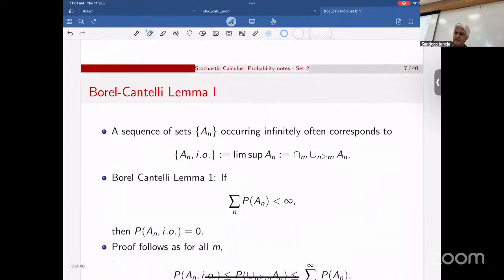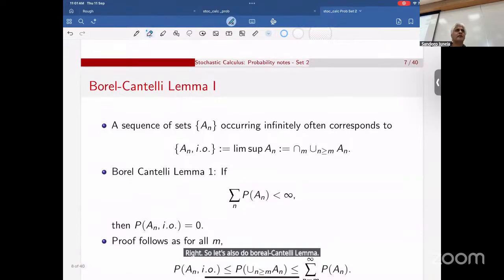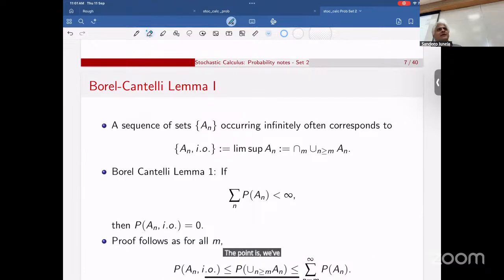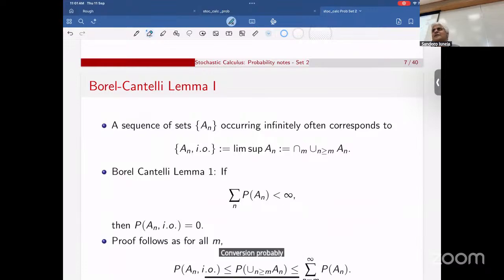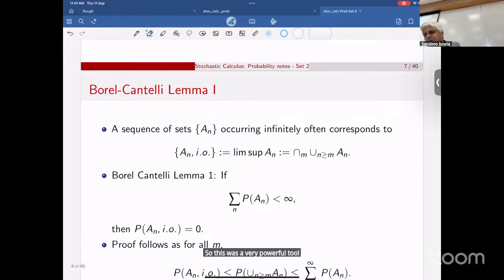Right. So let's also do the Borel-Cantelli lemma. We'll use this at some point later, but it's a very powerful tool to show almost sure convergence. The point is that almost sure convergence is a 20th century notion. Convergence in probability was an older notion. So it's a new, very strong notion, and you need tools to prove almost sure convergence. Borel-Cantelli was a very powerful tool.